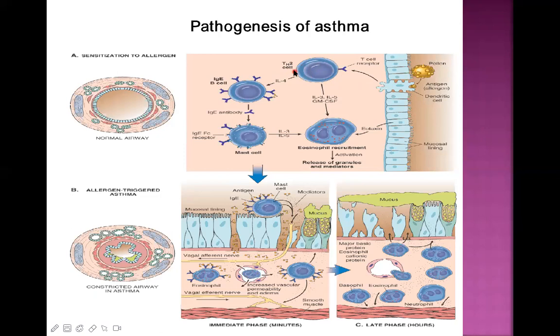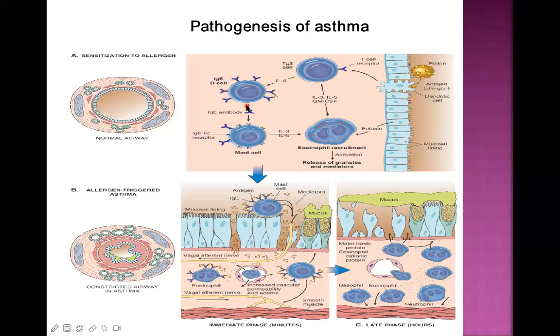This is also known as the T helper type 2 cell. This T helper type 2 cell will release different cytokines. One important cytokine is interleukin 4, another may be interleukin 3 and interleukin 5. So they will stimulate other cells of the immune system, like the B cell. That B cell will turn into a plasma cell, and that plasma cell will synthesize IgE antibody. Now this is an allergic disease, so the antibody which is formed is IgE.